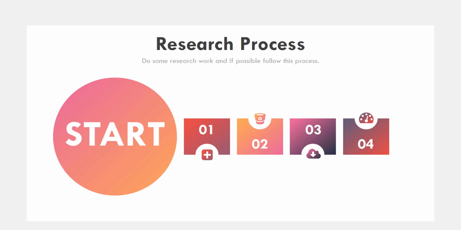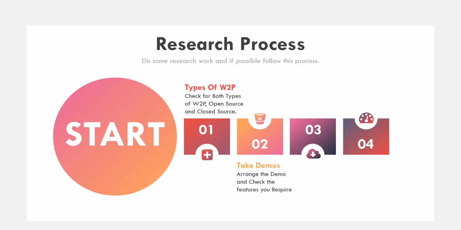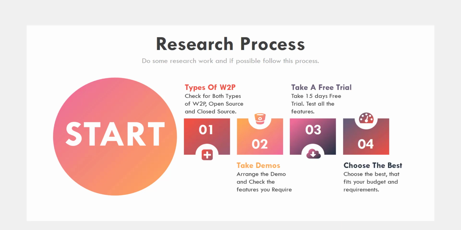I have been in this field since 2014, and what I have observed is that if you are going to get a web-to-print solution, you should first do some research work. Go through both types of web-to-print solution. Take their demos, check their functionalities, and if they provide a free trial, you should take that. Take the free trial of either 10 days, 15 days, whatever they provide, and then check all the functionalities and features, check whether it meets your requirement or not, and choose the best.